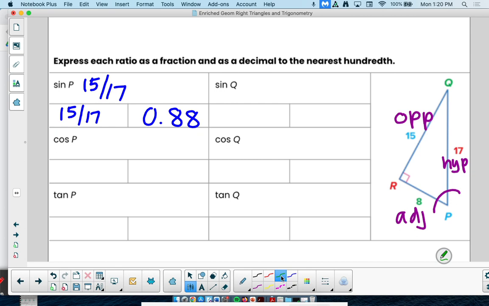Okay, cosine is what two legs? Adjacent and hypotenuse. What do we label as adjacent? 8 over 17. Can we reduce? Nope, that one can't be reduced, so I'm just going to rewrite it. And now we're going to calculate out what 8 over 17 is. 0.47.